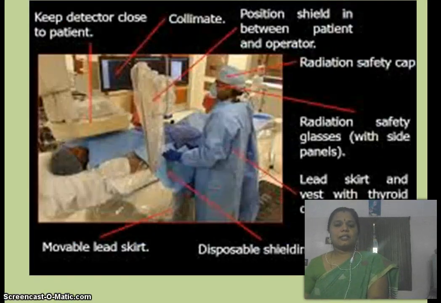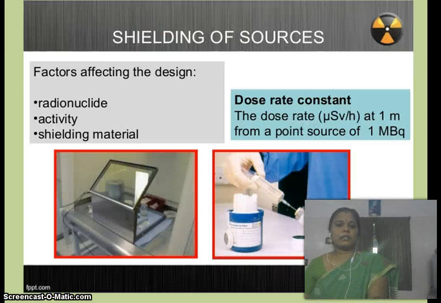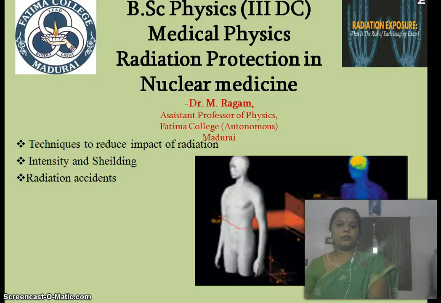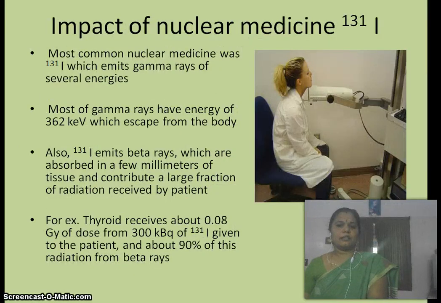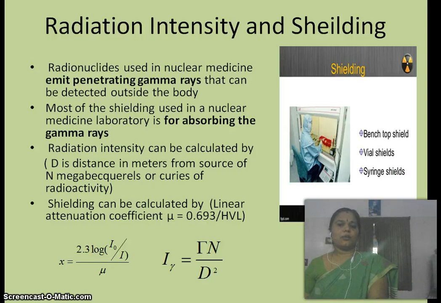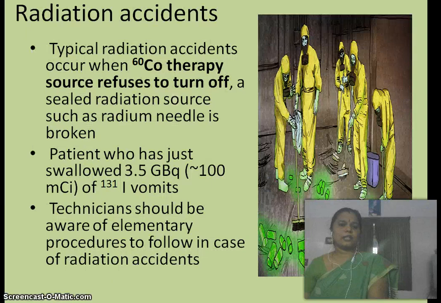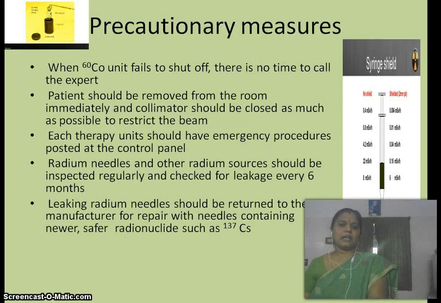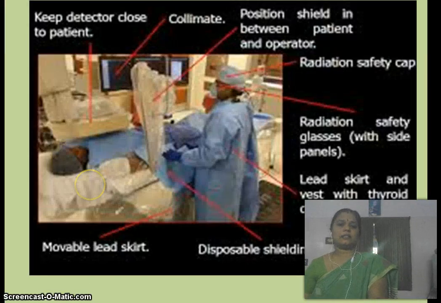To summarize, today we started with nuclear medicine, and we discussed iodine 131, technetium, how the intensity and shielding are calculated, and at last the possible causes of radiation accidents and the precautionary measures to avoid such accidents.